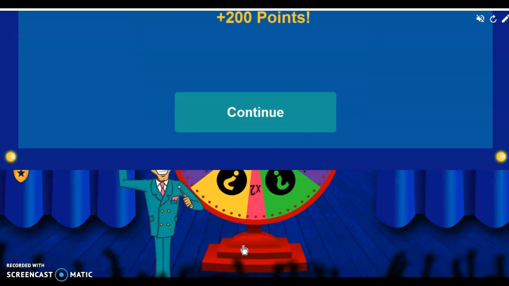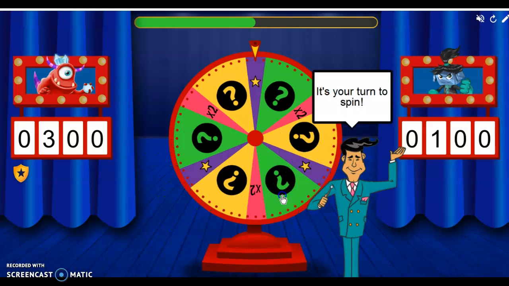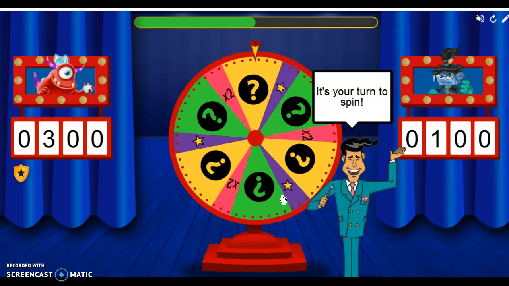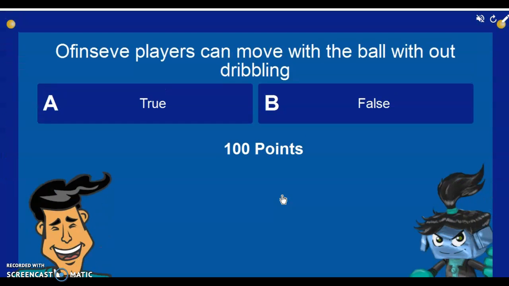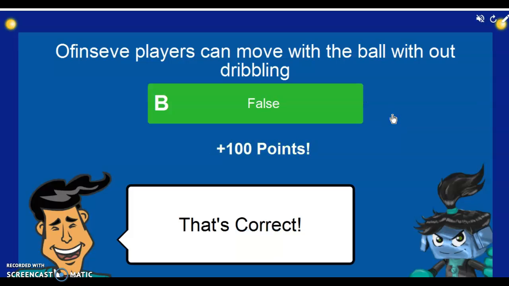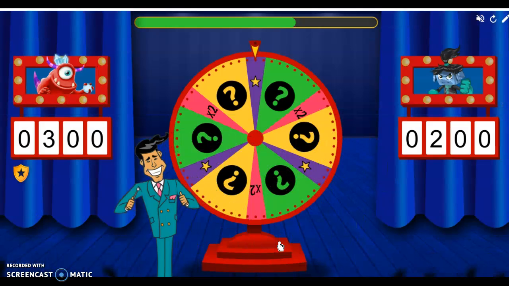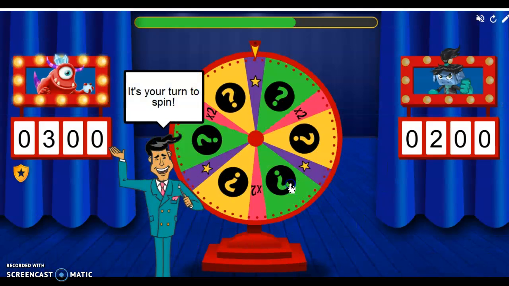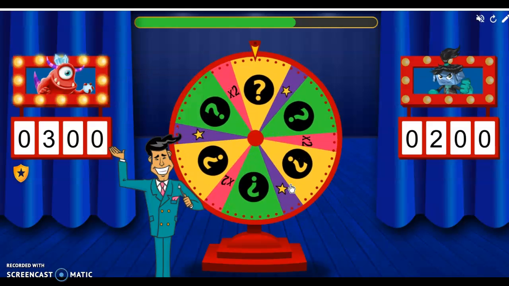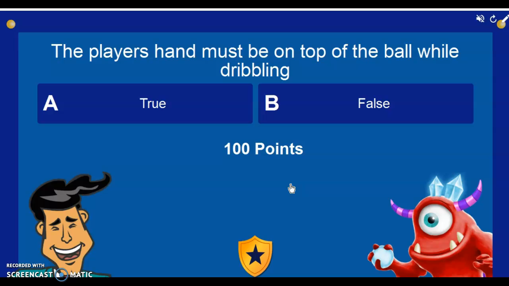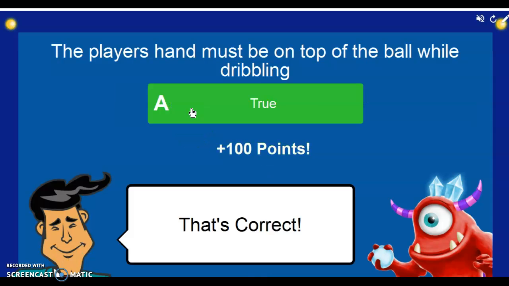We're gonna continue on. Team 2. Spin the wheel. Your question is, offensive players can move with the ball without dribbling. Team 2. False. Alright. That's correct. We're going to continue going on. Team 1. Next spin. And your question is, the player's hand must be on top of the ball while dribbling. You say true. Alright. That's correct.